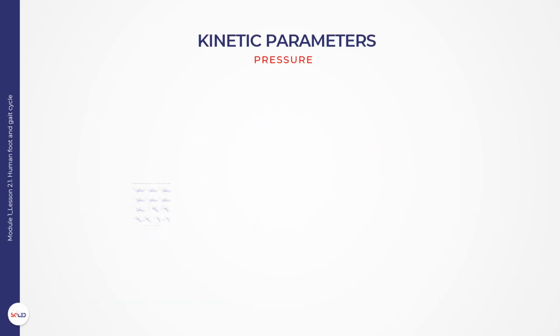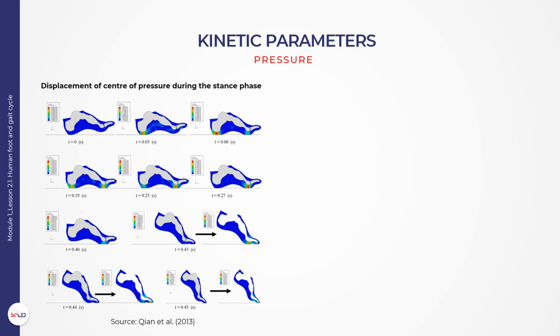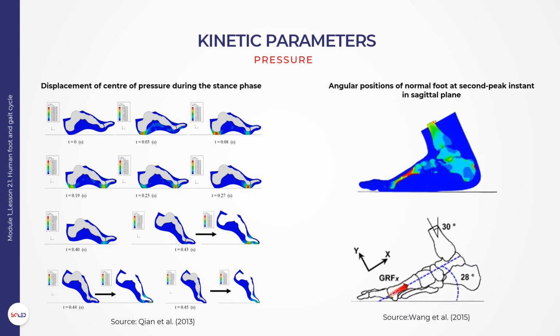The pressure is the force applied perpendicular to the surface of an object per unit area over which that force is distributed. In the stance phase, the highest pressure is moved predominantly from the heel region to the toes. Some studies demonstrated that the angular displacement of the hind and midfoot, especially at the second peak instant, clearly changed. The angle between the ground and the axis along the first ray in the normal foot is 28 degrees. At the same boundary condition, the foot shank angle was 30 degrees from the vertical direction.